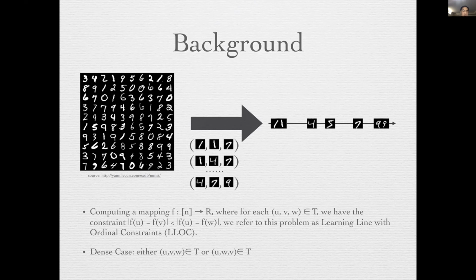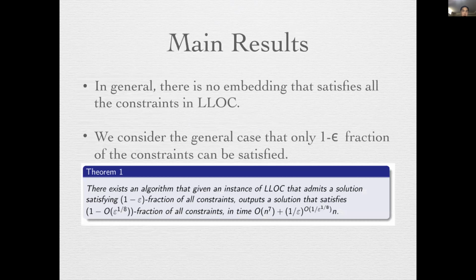Here, we only consider the dense case. The dense case means for any triple UVW in T, either UVW is in T or UWV is in T. In general, there's no embedding that satisfies all the constraints in the LLOC problem. Here, the general case means that even the optimal solution only satisfies 1 minus epsilon fraction of all the constraints.